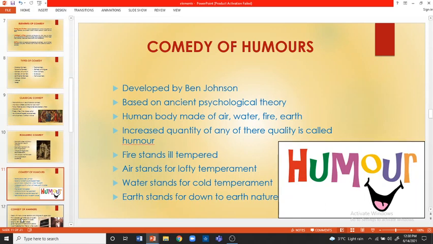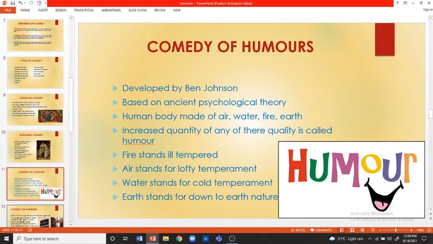This type is also called satiric comedy or corrective comedy. The comedy of humours shows the dark side of humanity and uses laughter as a satiric weapon. Ben Jonson's Volpone is the best example of the comedy of humours.